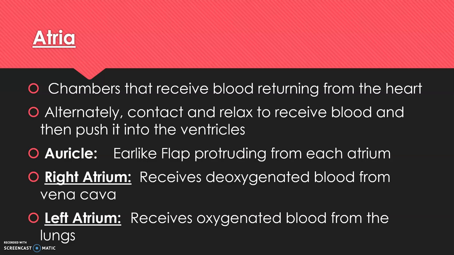The right atrium and the left atrium are a little different because of the type of blood that they have. The right atrium is going to receive deoxygenated blood from the vena cava, and then the left atrium is going to receive the oxygenated blood from the lungs, from the pulmonary veins. And we have this ear-like flap that protrudes from the atrium, and that's called an auricle.